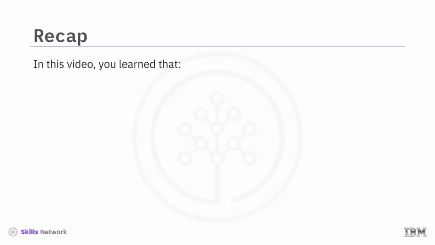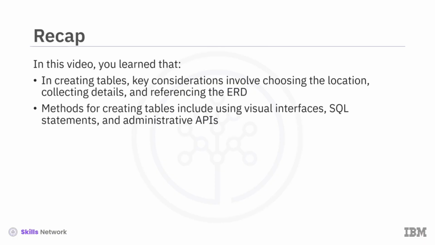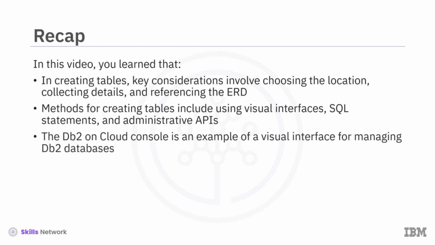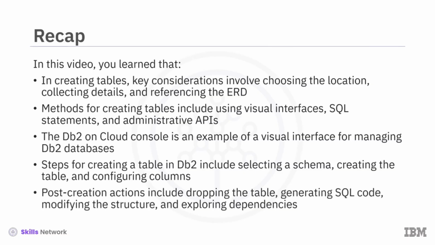In this video, you learn that, in creating tables, key considerations involve choosing the location, collecting details, and referencing the ERD. Methods for creating tables include using visual interfaces, SQL statements, and administrative APIs. The DB2 on Cloud Console is an example of a visual interface for managing DB2 databases. Steps for creating a table in DB2 include selecting a schema, creating the table, and configuring columns. Post-creation actions include dropping the table, generating SQL code, modifying the structure, and exploring dependencies.